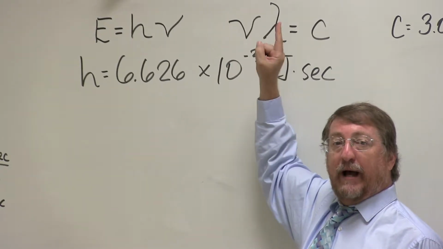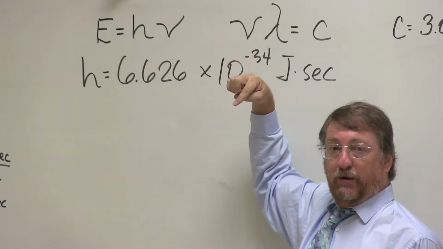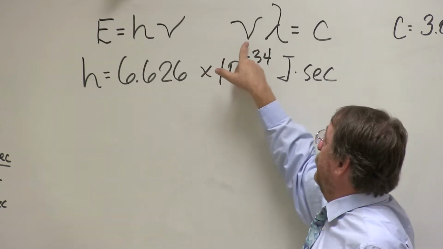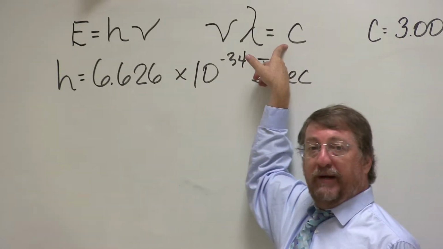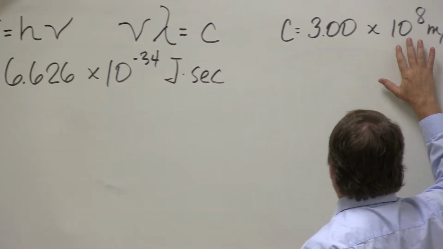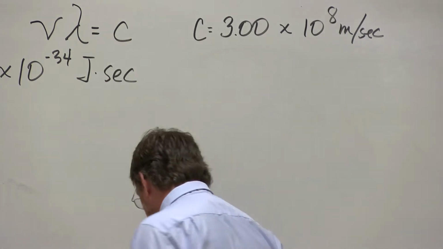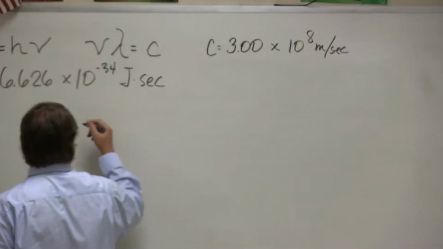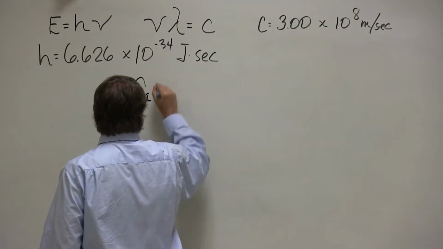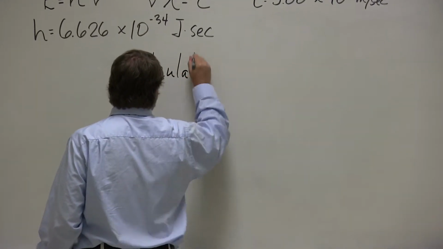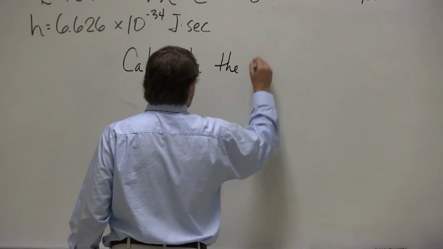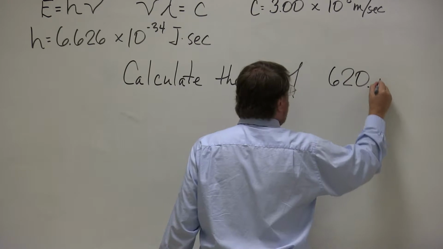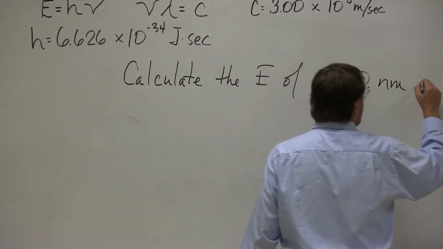When the frequency is high, the wavelength is very short. When the wavelength is very long, the frequency is very low. Okay? So nu lambda equals the speed of light, the speed of light being 3 times 10 to the 8 meters per second. So let's calculate the energy of a 620 nanometer light wave.